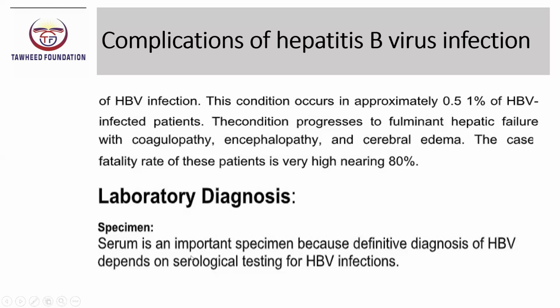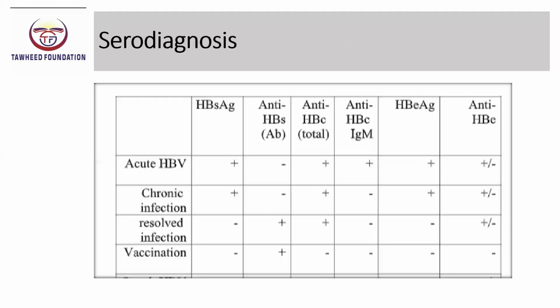Laboratory diagnosis. Serum is an important specimen because definitive diagnosis of HBV depends on serological testing for HBV infections. Serodiagnosis: serological markers are crucial for diagnosing and monitoring HBV infection. HBsAg indicates active infection, whether it is acute or chronic. Anti-HBs, antibody to surface antigen, indicates recovery or successful vaccination.